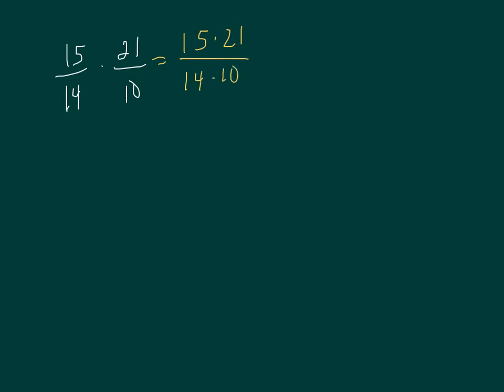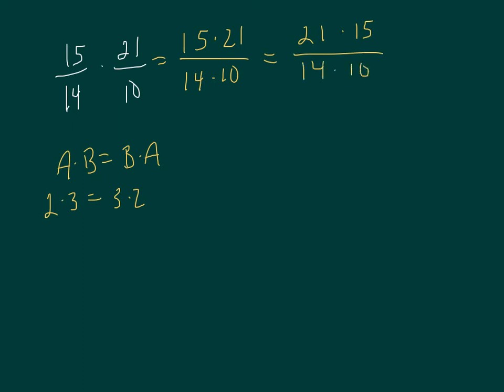You say, wait a minute. You want me to do this without a calculator? Well, let's see something else. First, we have to go back a moment in time. Let's think about the commutative property of multiplication. A times B is the same as B times A. Or for a more specific example, 2 times 3 is equal to 3 times 2. Right? Order doesn't matter. Well, in that case, then, 15 times 21 is the same as 21 times 15. And we're going to leave 14 times 10 on the bottom.